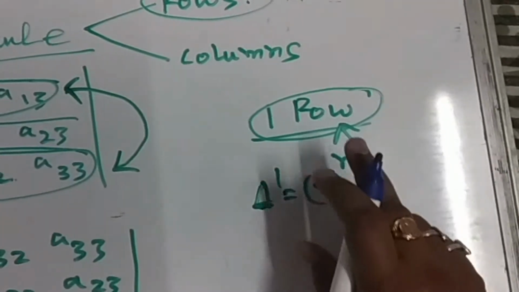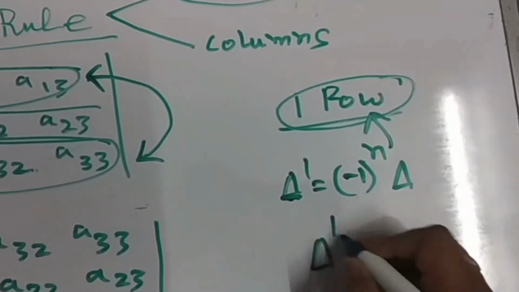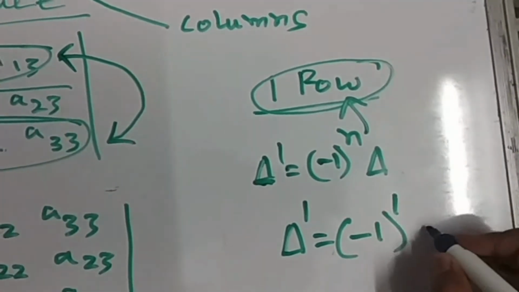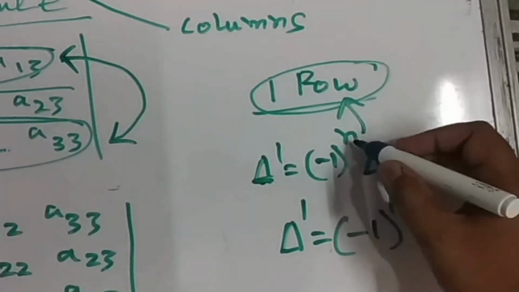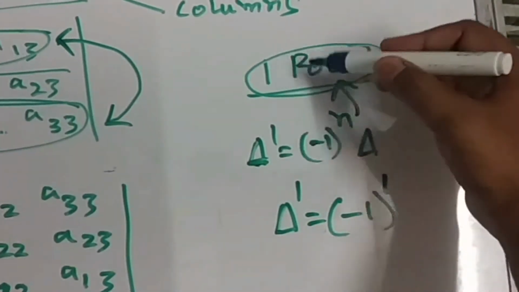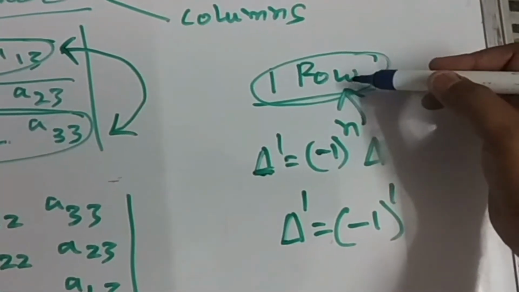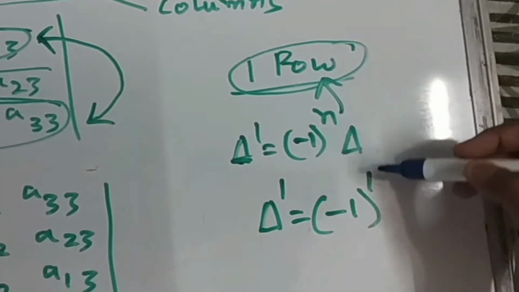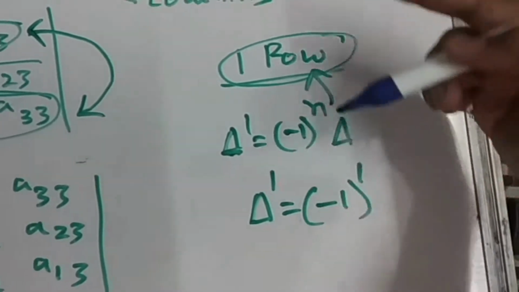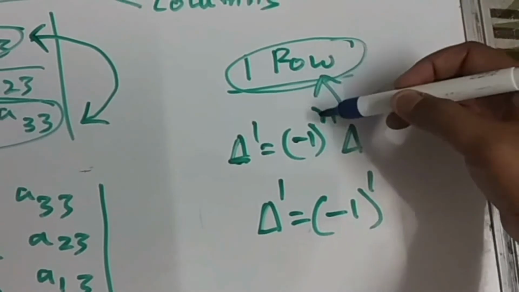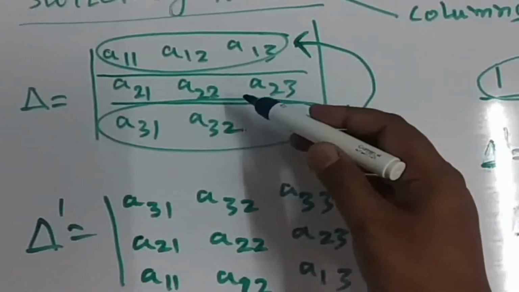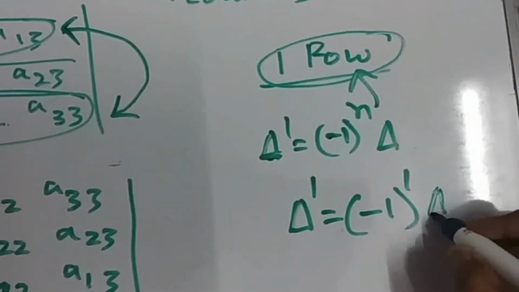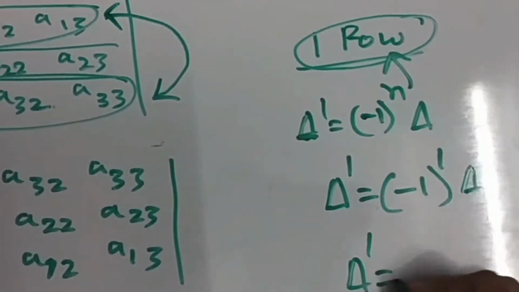So in this case, del dash will be minus 1 to the power n, where n means 1 here. You have jumped over one row, that is the second row. So the value of n is 1. How many rows you have jumped over, that is the value of n. So minus 1 to the power 1 into del. So del dash equal to, you see, minus del.